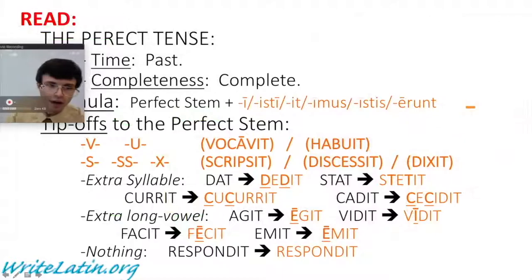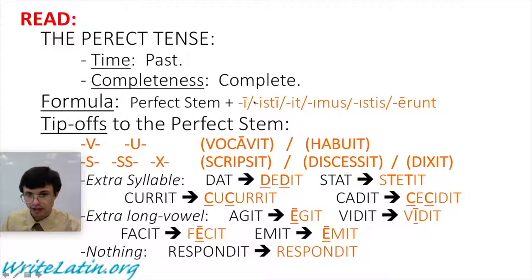We already covered its endings: -isti, -it, -imus, -istis, -erunt. But now these are the tip-offs to the perfect stem. V, like vocavi; U, like habui. There's also S, like scripsit; double S, like discessit; X, like dicit becomes dixit. You know, an X is kind of a CS, so you can think of this one as just an extra S, too. So X is kind of the same thing as S.